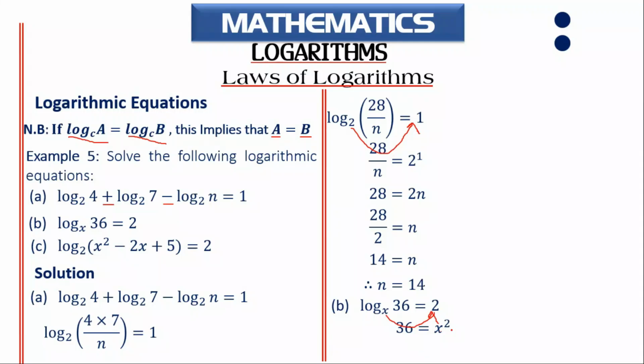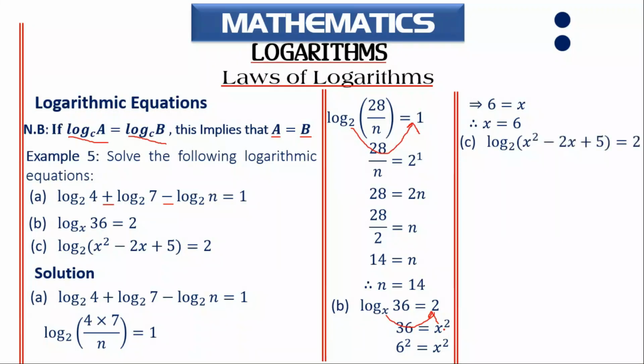So from here, a few things you can do. You can decide to find the square root of both sides. You can decide to just apply laws of indices as it were. If 6 squared equals x squared, that implies that 6 equals x. So therefore, we can state that x is equal to 6.